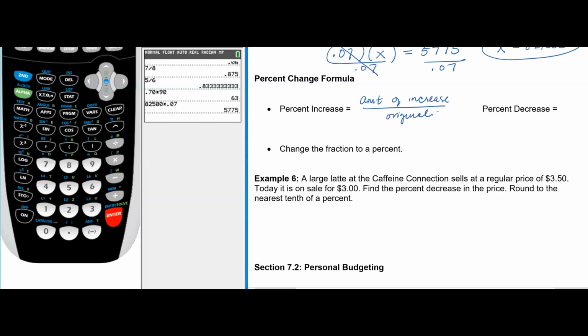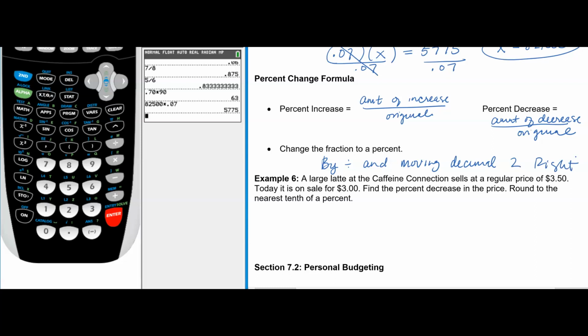Okay, and we'll do an example. Let's just write these formulas down and then we'll do an example. For decrease, we're going to find the amount of the decrease and we're going to divide that by the original. Okay, and then you're going to change the fraction to a percent by dividing and moving the decimal 2 to the right.